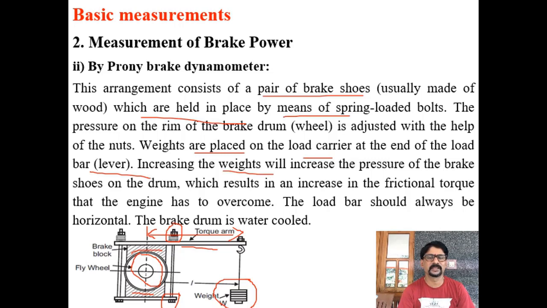Increasing the weights will increase the pressure on the brake shoes of the drum. The more weight is placed on the load carrier, the more pressure is applied, which results in an increase in the frictional torque the engine has to overcome. The load bar should always be horizontal. For that you have to use these two nuts to make it horizontal, either tightening or loosening them, while measuring the load. If it is horizontal, then whatever frictional load is applied on the brake shoes will be equal to the weight applied here.